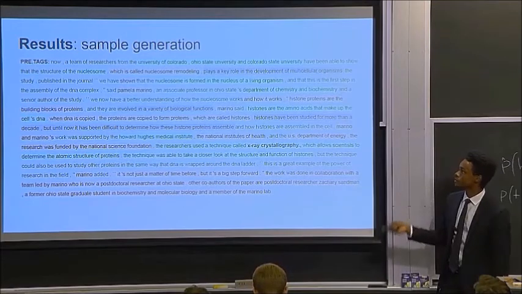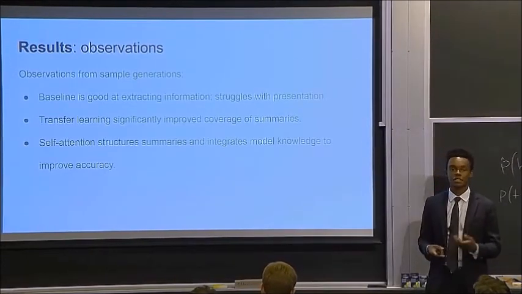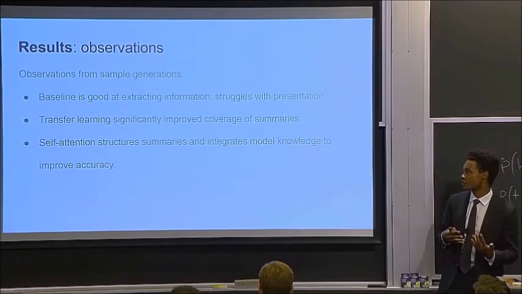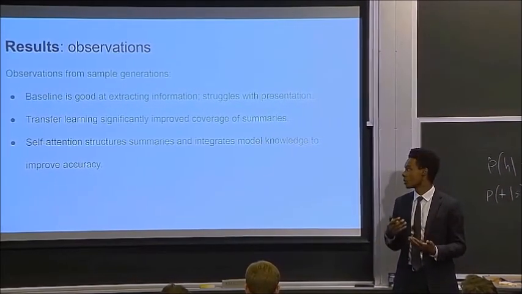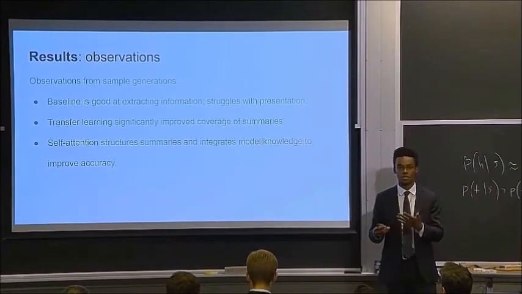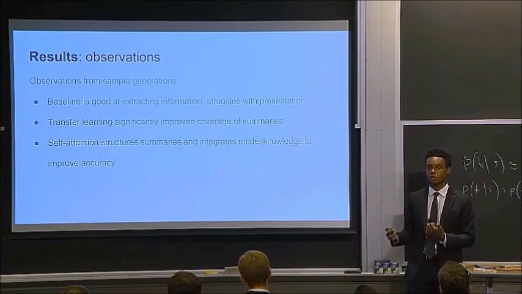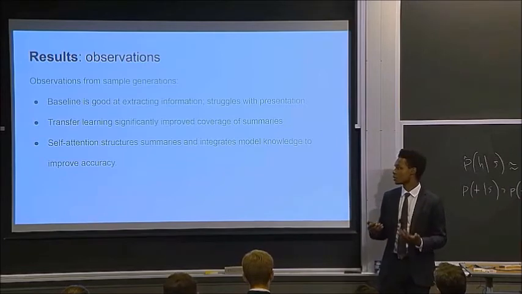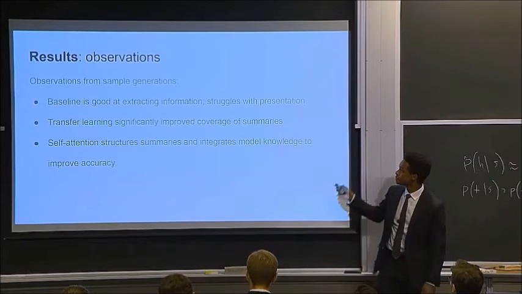So general observations, we find that our baseline model is good at extracting information. However, it struggles with presentation. On the opposite end of the spectrum, implementing self-attention structures summaries and integrates good grammatical knowledge. However, it fails to accurately represent the data when trained on our original data set. But what we find finally is that when we combine self-attention and our transfer learning paradigm, it's both able to integrate model knowledge and linguistic coherence, and also improve coverage of the summaries by keeping focus.